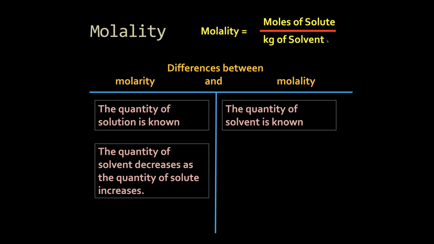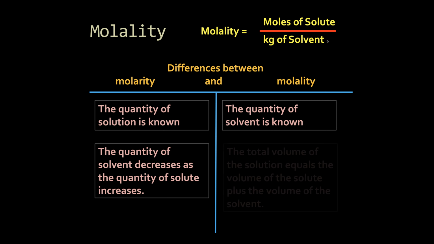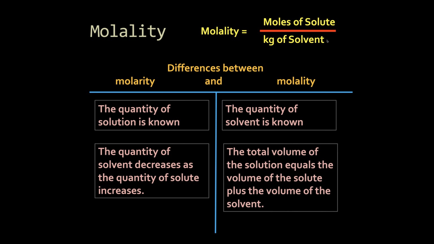For molarity, because the amount of solution is fixed, the more solute you add, the less room there is for solvent. So the amount of solvent can vary depending on how much solute you add. For molality, the total volume of the solution will be whatever the volume of the solvent is plus whatever the volume of the solute is. So in molarity, you have a fixed volume of solution. In molality, you have a fixed volume of solvent. It's a subtle distinction, but it does make a distinction. So molarity and molality can be used for completely different things.